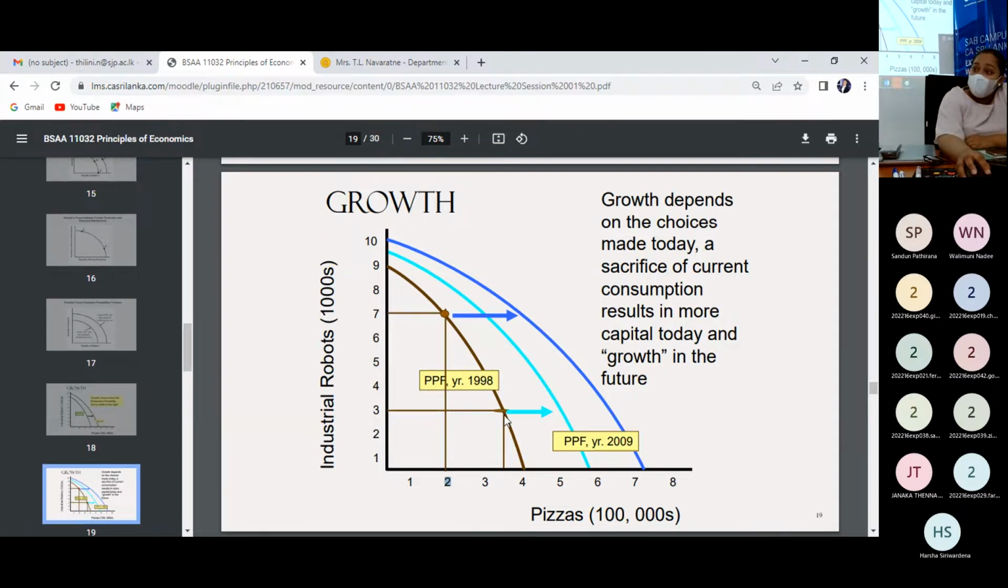But if we produce here only 3,000 industrial robots and 350,000 pizzas, then our growth will only be this light blue line. Can you draw these two graphs separately, quickly, right? Otherwise, it will be difficult to understand. So you draw one point. This point you can call it A. If we produce at A, we have a much larger change. Draw them separately.